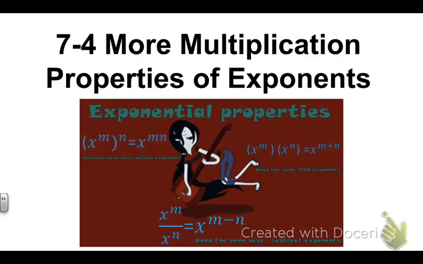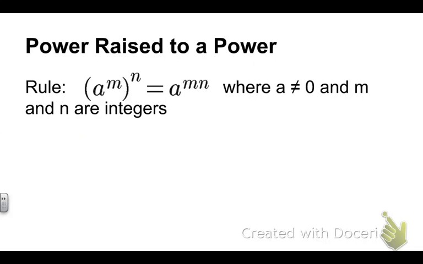So today I want to extend on what we were doing yesterday and do more multiplication properties of exponents. When you have a power raised to a power, here's your rule. You have something raised to a power, there's your a to the m, and then that's raised to a power, to the power of n here. What it's going to equal is a, that same base, raised to mn.